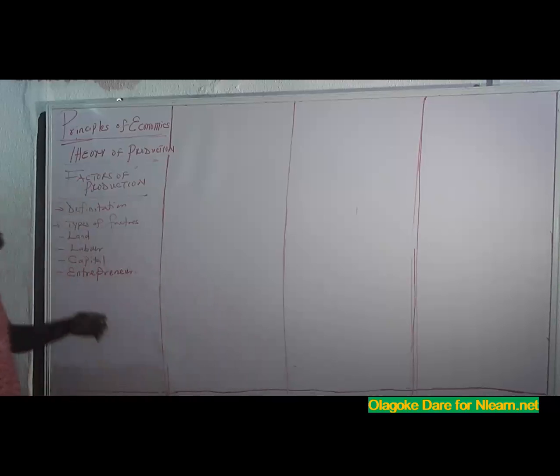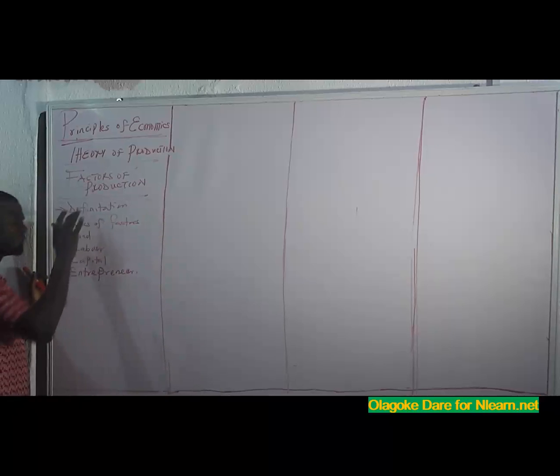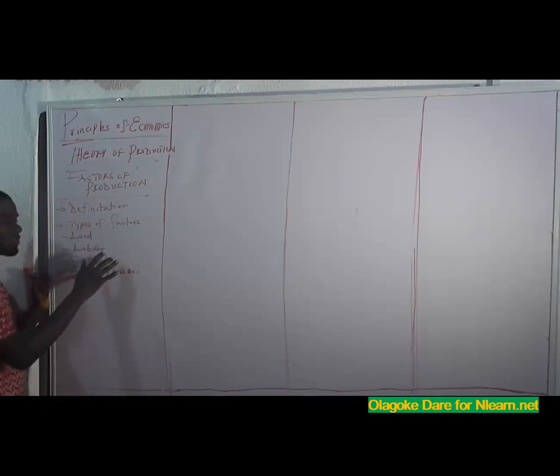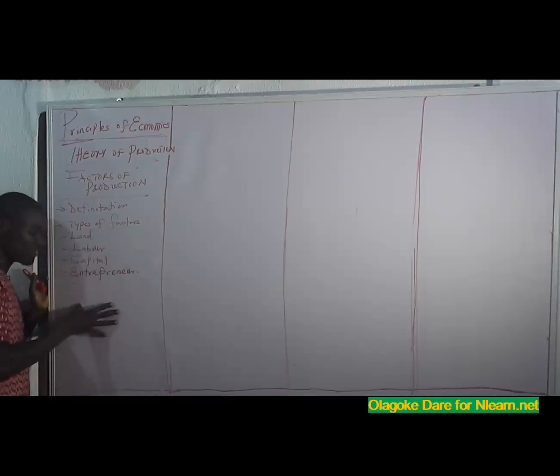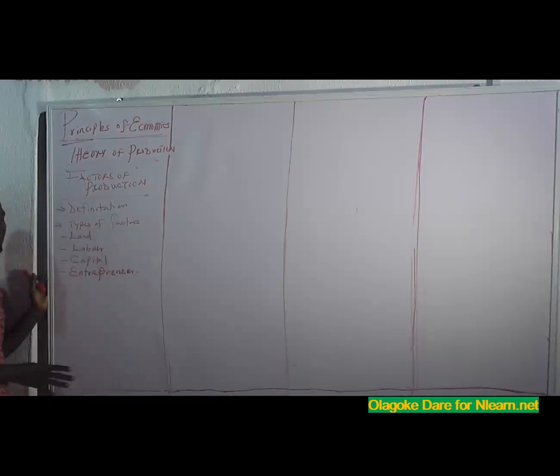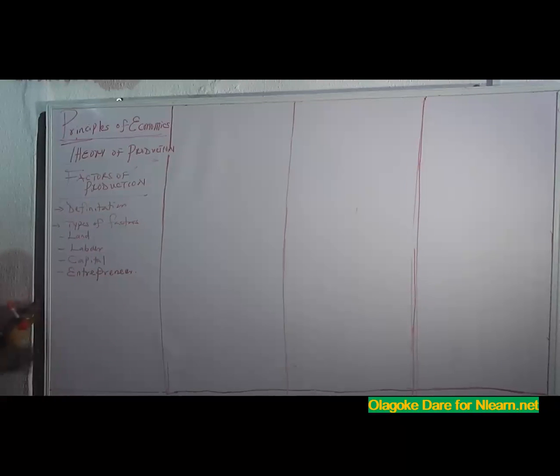Alright, now back to the discussion, which is factors of production. So we want to look at the factors of production. We are going to look at the definition, the types of factors. We are going to look at their features and the rewards to all these factors of production, one after the other. Now, what is a factor of production?